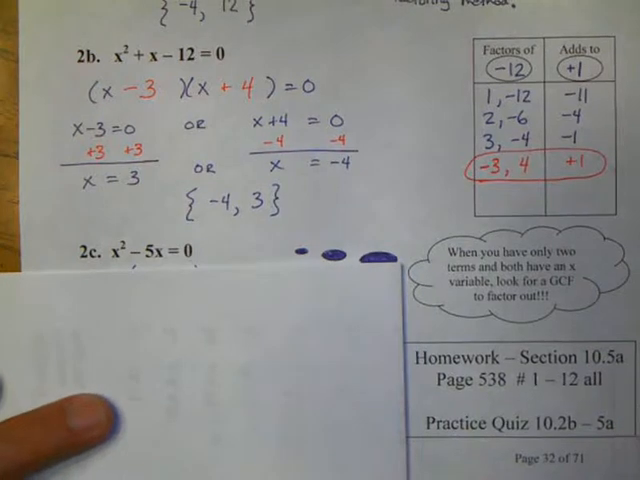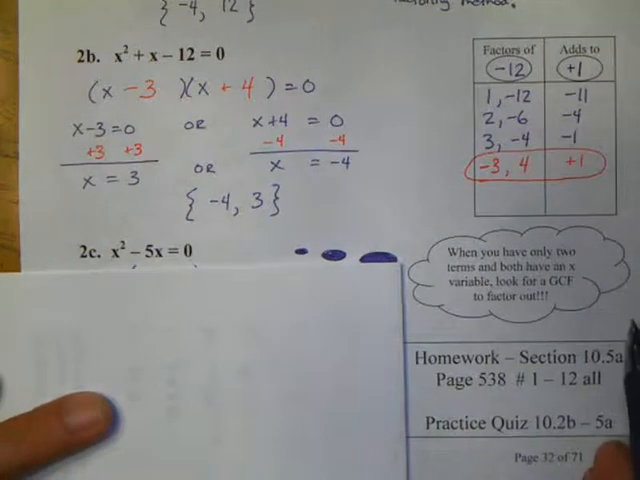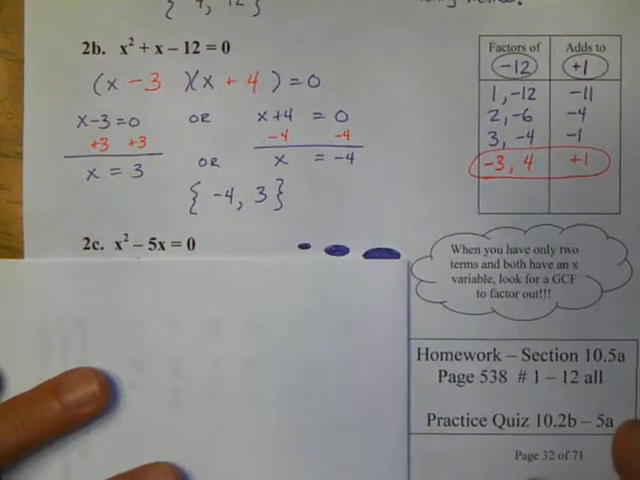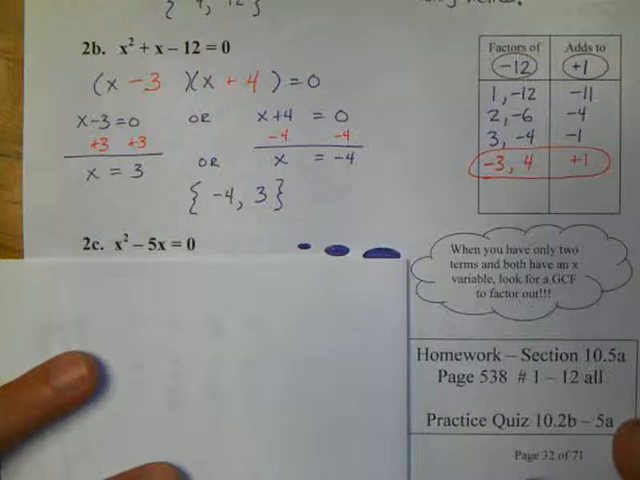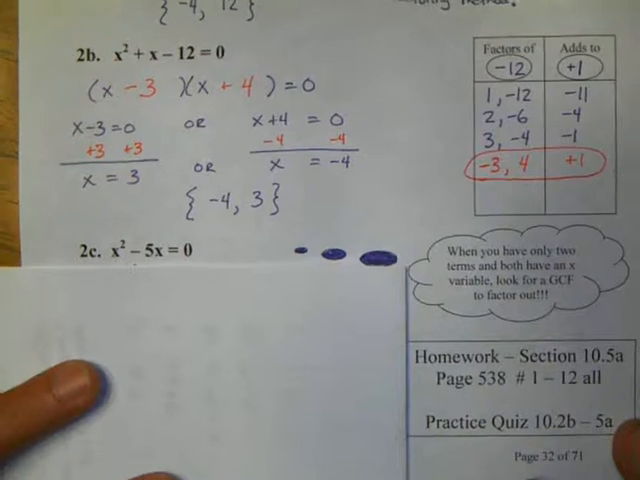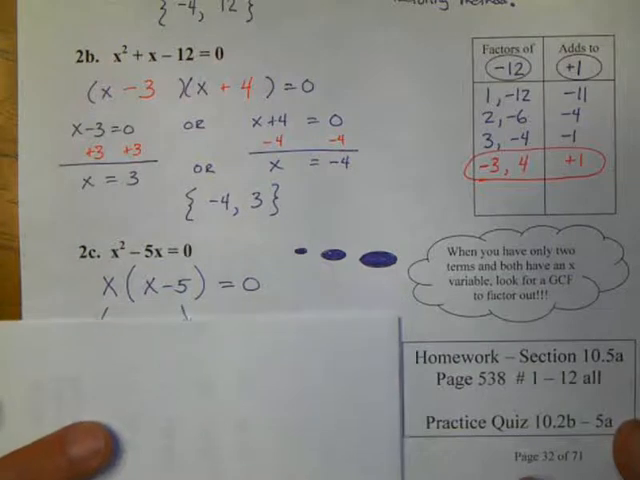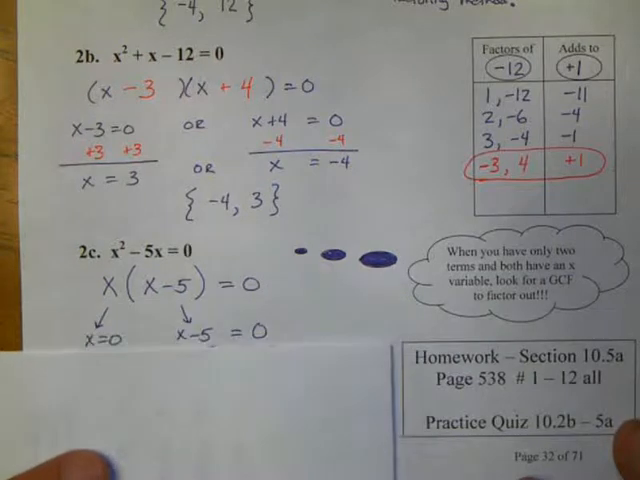As we look at the problem at the bottom, we have to consider our final different possibility of a problem. My note over here to the side says when you only have two terms and both of them have an x variable, a clue to doing this kind of problem is to look for a GCF and then factor it out. So we ask ourselves, between x squared and 5x, what's the GCF? I hope you thought it was x. So we have x times x minus 5 equals 0.